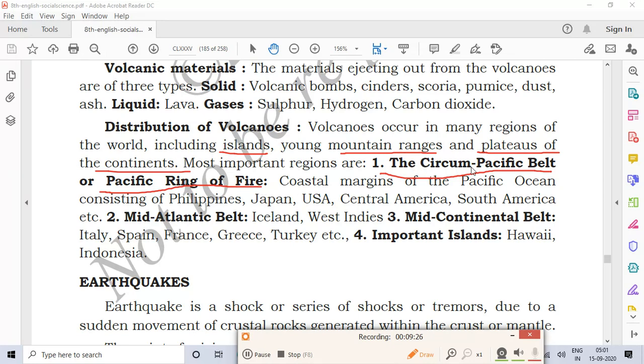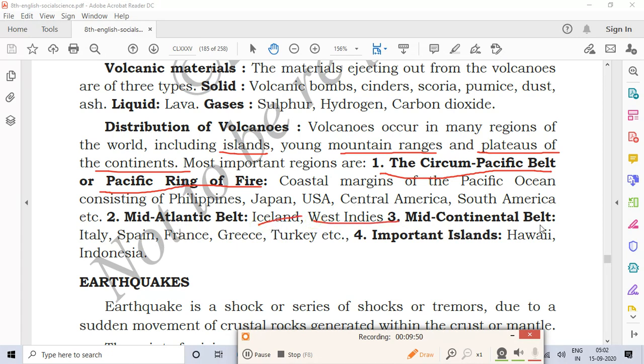In the circum-Pacific belt or Pacific ring of fire, what are the other parts which are included over there? Coastal margins of the Pacific Ocean consisting of Philippines, Japan, USA, Central America, South America, etc. So these countries come under the circum-Pacific belt. Now we have the mid-Atlantic belt. In the mid-Atlantic belt, Iceland and West Indies come.